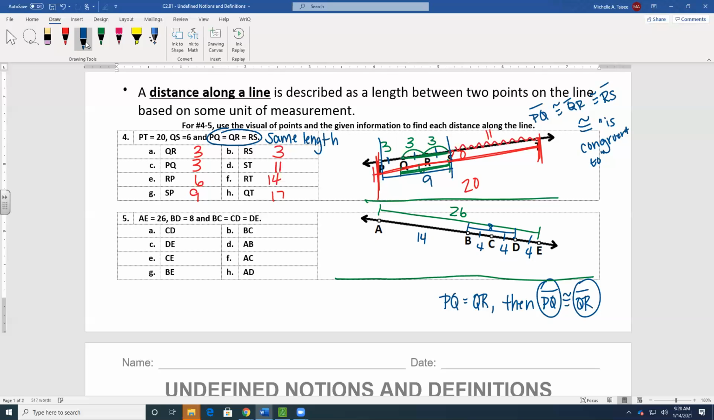How long is it from A to B? 14. And B to C, C to D, and D to E are all the same, and they're all going to be 4. So filling in my answers. C to D is 4. B to C is 4. D to E is 4. A to B, 14. C to E is 8. A to C is 18. B to E is 12. And then A to D is 22.